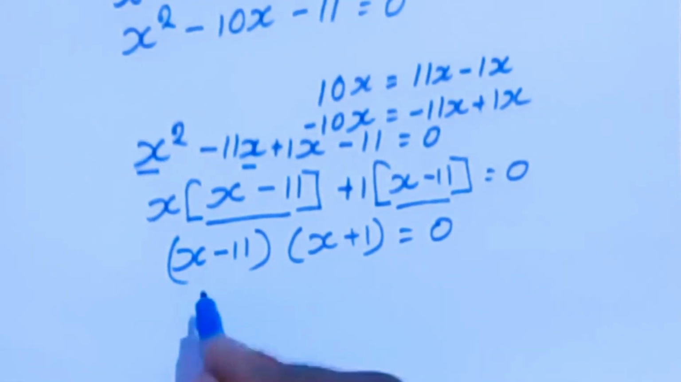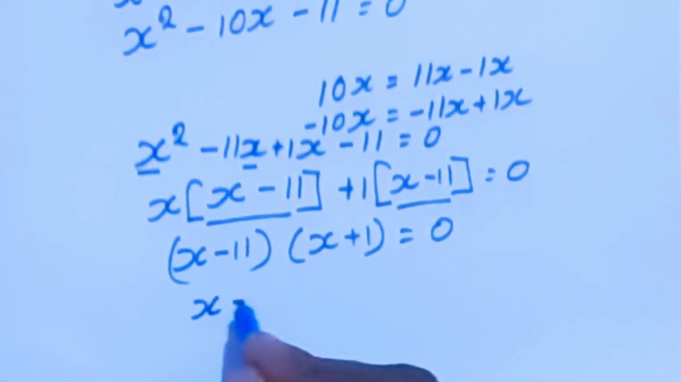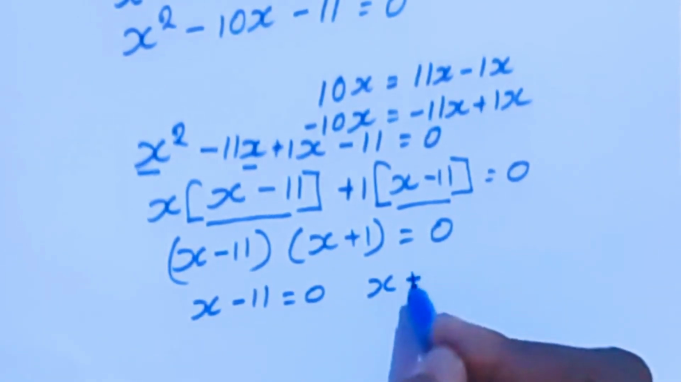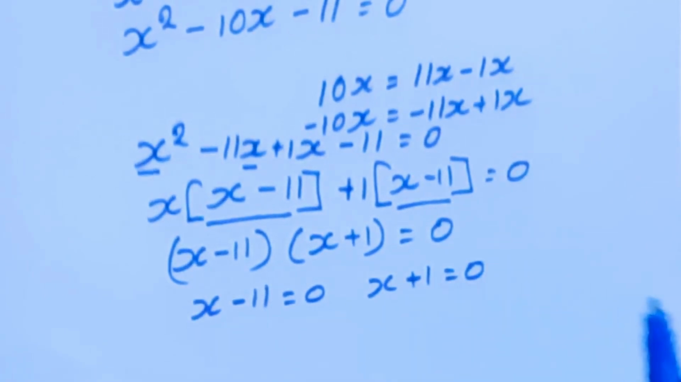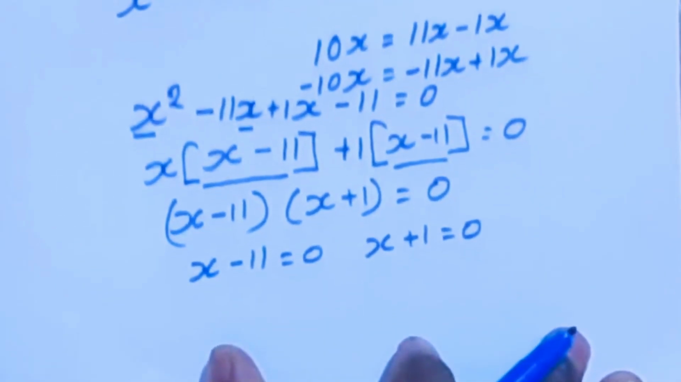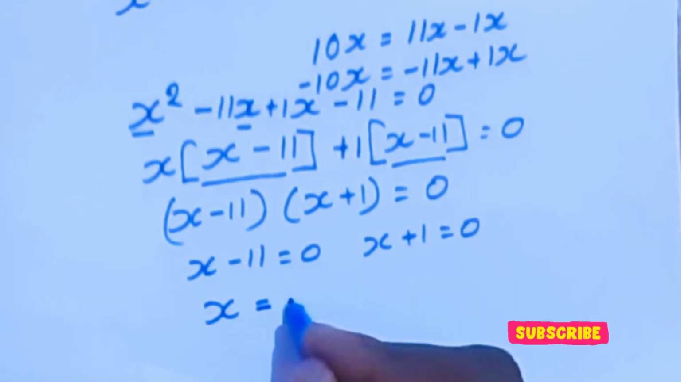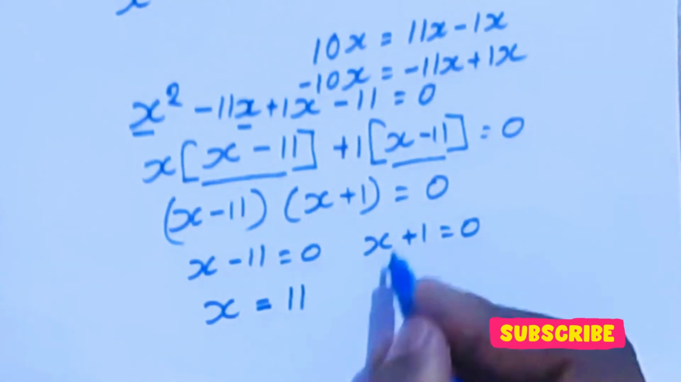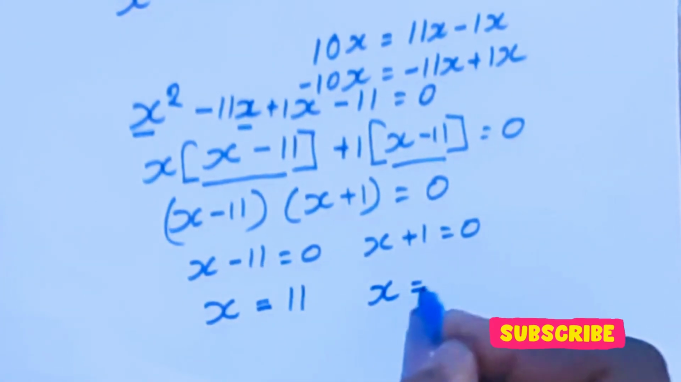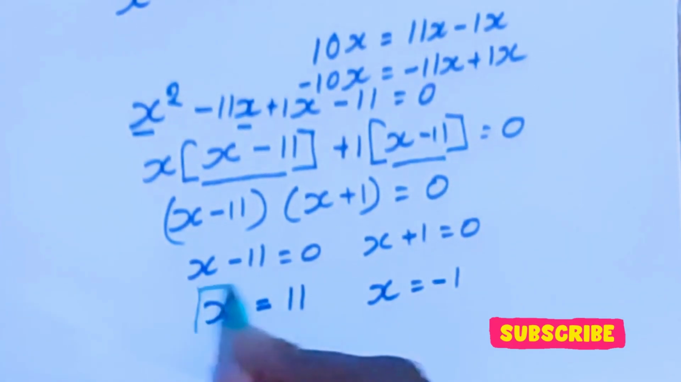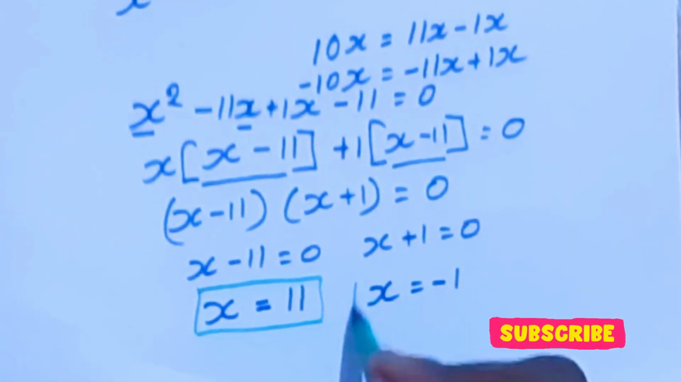Now we have two equations, one is x minus 11 equal to 0, x plus 1 equal to 0. Now here x equal to 11, here it is x equal to minus 1. These are the possible answers in first method.